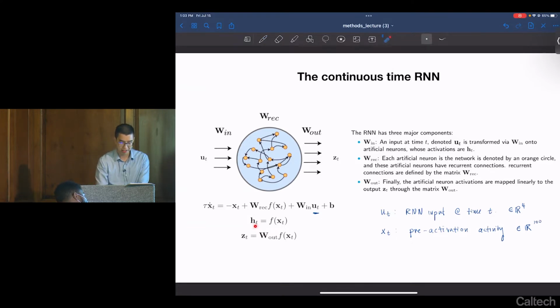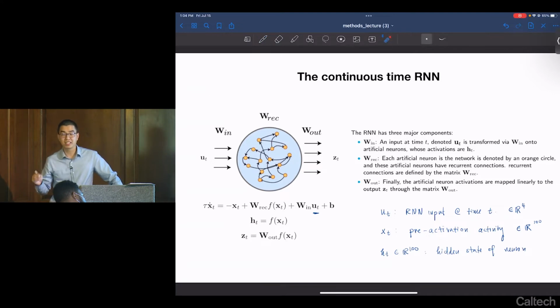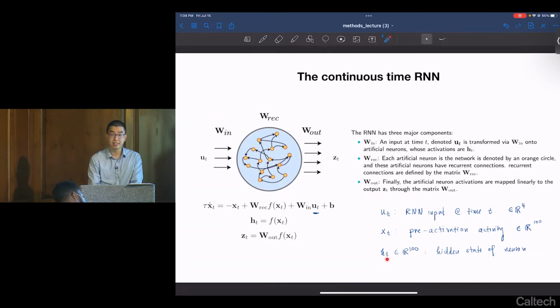And you can see we have this equation here, h of t equals f of x of t. So this h of t is the nonlinearity, like a tanh or a ReLU, applied to x of t. This is sometimes called the hidden state, and h of t will have the same dimensionality as x of t. So h of t also is in R^100, and it's the hidden state of the neuron. And usually when we compare the artificial activity of the recurrent neural networks to neurophysiological activity, we're doing that comparison with h of t, the hidden state, so after the nonlinearity, all right?